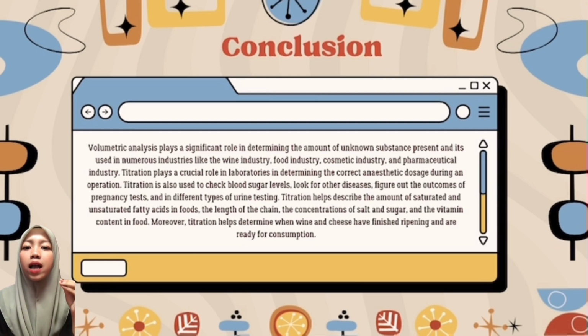Titration is also used to describe the amounts of saturated and unsaturated fatty acids in food, the length of the chain, the concentrations of salt and sugar, and the vitamin contents in food. Moreover, titration helps describe when wine and cheese have finished ripening and are ready for consumption.